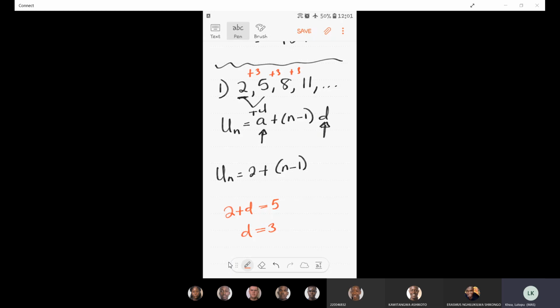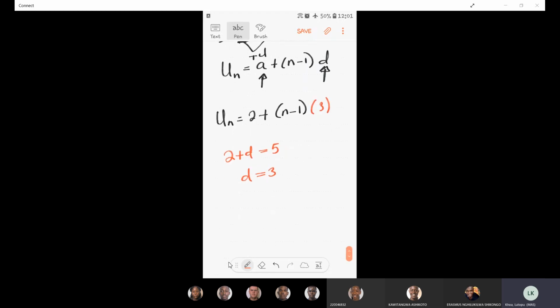So my common difference must be the same throughout. I cannot have 3 over here and then 6 and then 9 over there. Then it's not an arithmetic progression. With an arithmetic progression, you have a common difference. That means any two consecutive terms, that means they follow each other, the difference is the same. So I know here now that my d is 3.